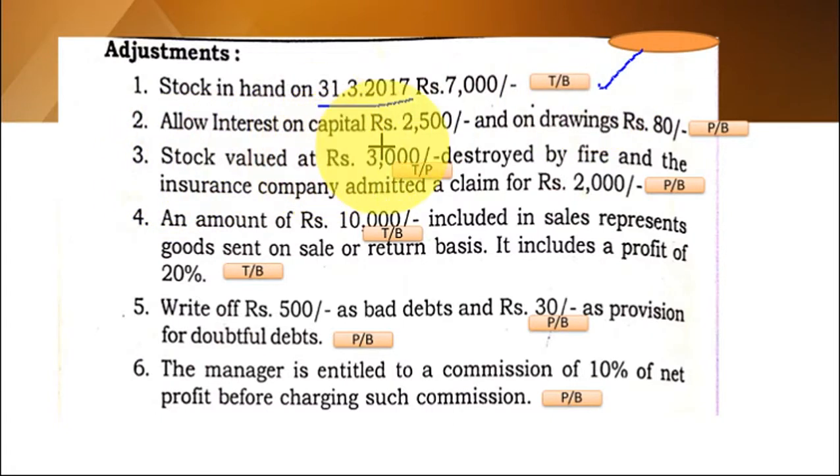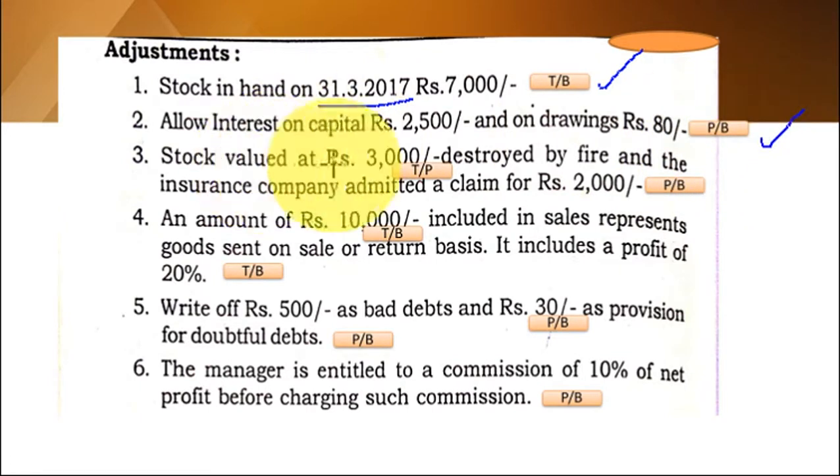Allow interest on capital, rupees 2,500, and interest on drawings, rupees 80. So interest on capital, it is an expense, right? So it appears in the profit and loss account and balance sheet. See, while calculating, you write capital, add additional capital, add interest on capital, less drawings, less interest on drawings. Remember the same thing. So 2,580 rupees will appear in the profit and loss account as well as the balance sheet.